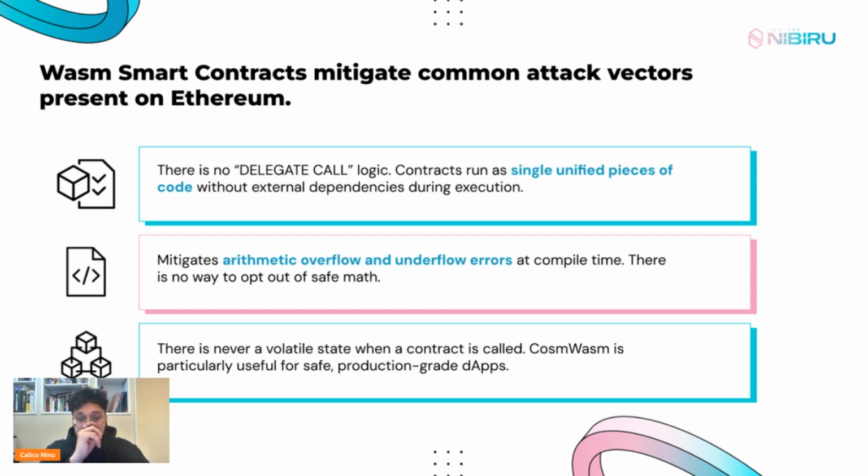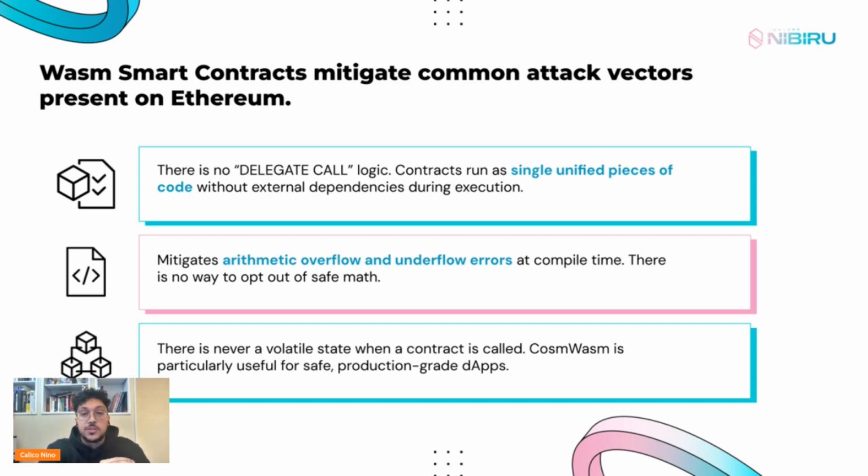And then the final three is that there's no delegate call logic, meaning that contracts run as a single unified piece of code without external dependencies. So you don't have to wait on other dependencies to run your contract. This makes it more secure, easier to audit, and less prone to unexpected behavior. It also mitigates arithmetic overflow and underflow errors at compile time. This means that developers are required to use safe math operations for any arithmetic calculations involving token transfers, balances, or other critical financial operations. There's never a volatile state when a contract is called.